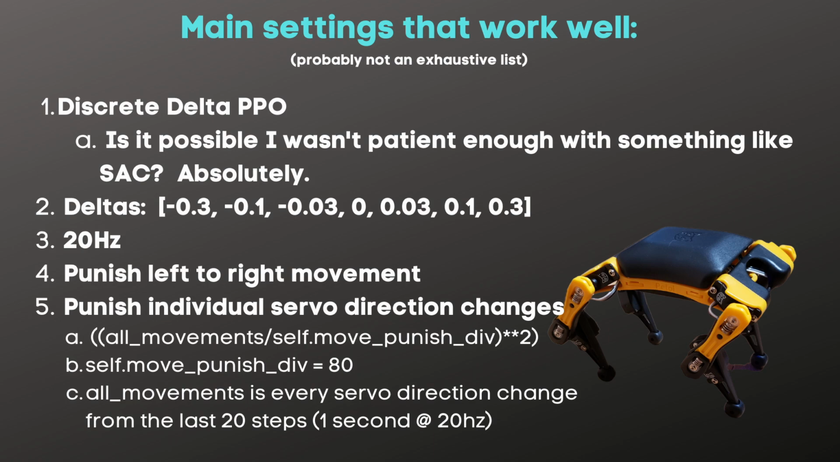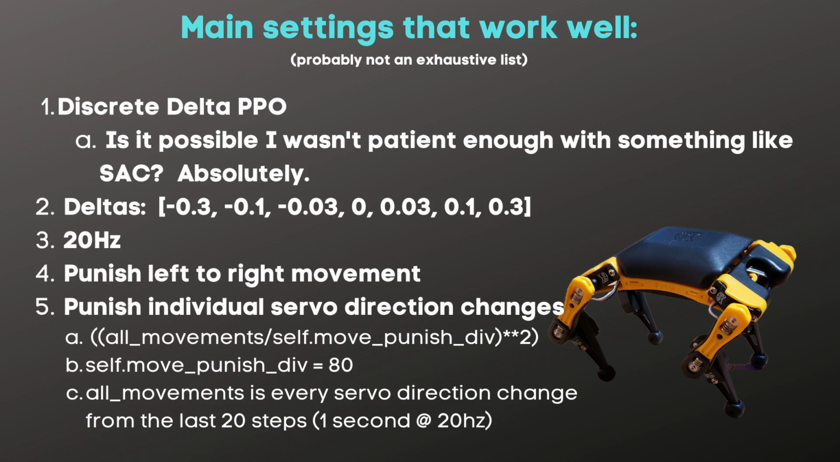The deltas that I went with were the following: negative 0.3, negative 0.1, negative 0.03, and so on back to the positives. Again, I tried many different deltas, many different numbers of deltas. So as you can see here, this was 7 deltas that I ended up going with. The hertz was 20. I found the lower hertz tended to do better, but 20 and 10 were pretty equal in performance, and I felt like 20 actions per second was better than 10 most likely. So that's what I went with. And honestly, I have no idea what's the actual realistic hertz that I could achieve on the Bittle. Like physically, I don't actually know.